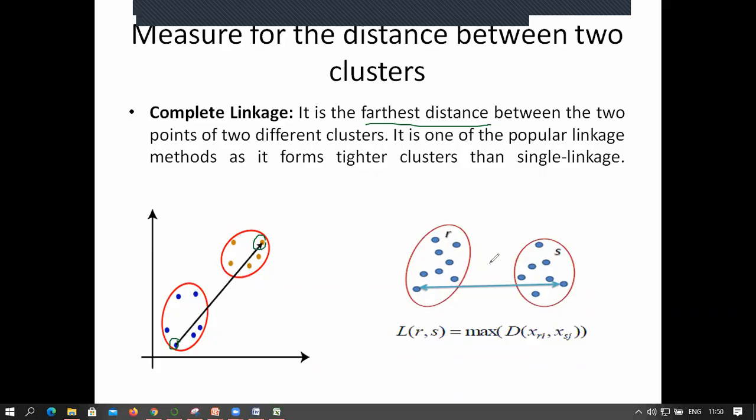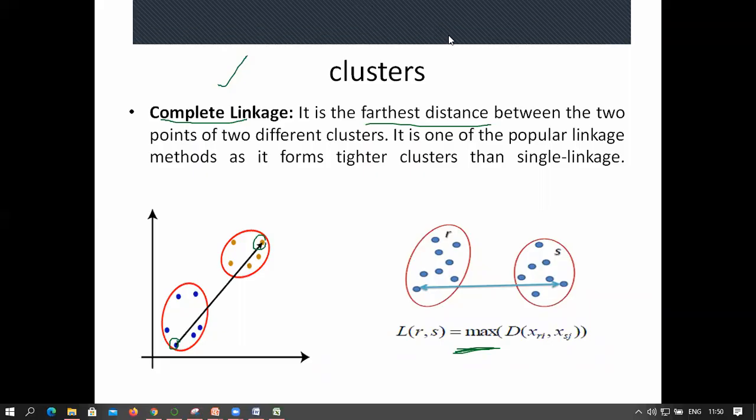Or in other words, again, what you are doing, you are just finding the distances between one data point to all other data points in another cluster, and out of all these distances, you are finding which 2 data points are having the maximum distance. That is called the complete linkage. Okay, so whatever is the distance between these 2 farthest points, that would be the distance between these 2 clusters. Whenever you are finding the distance between these 2 clusters, you can use this complete linkage method also.